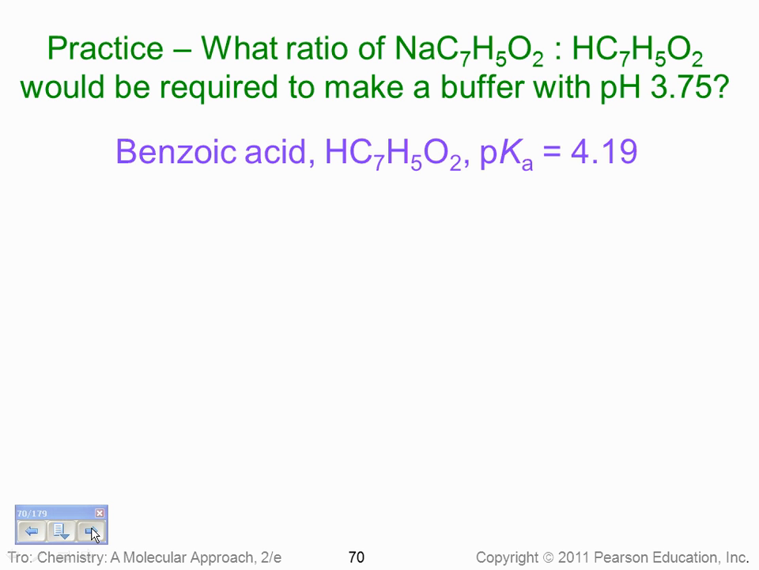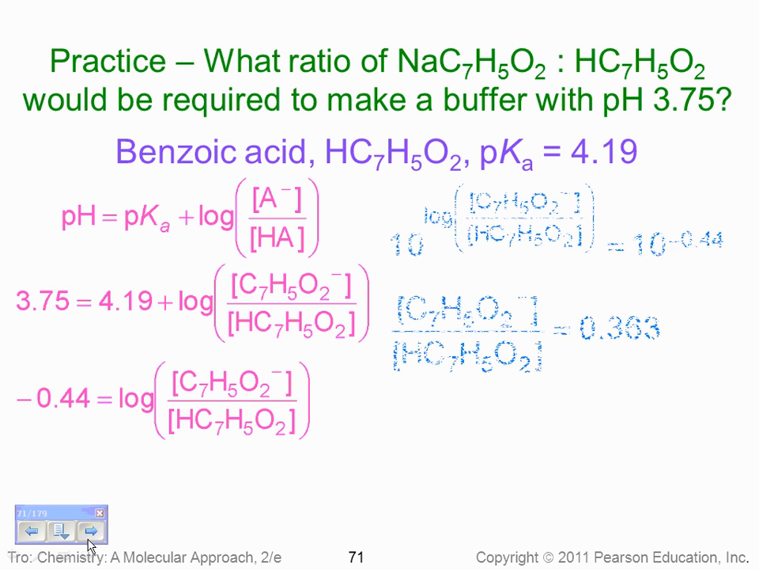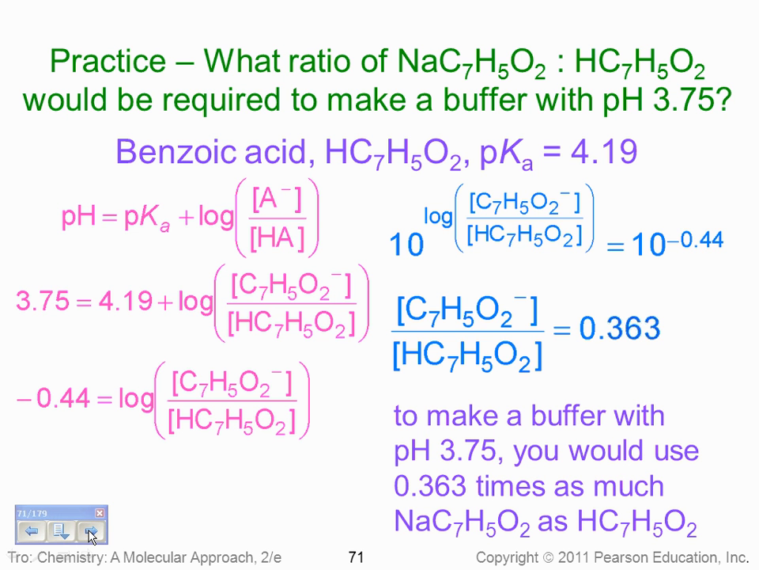So if I want a 3.75 buffer and I've chosen benzoic acid to make that buffer, whose pKa is 4.19, then what you should have found from this, using the same methodology, is that in this case we need a 0.36 to 1 ratio. So not a 3 to 1, but a 0.3 to 1. So this actually means I need more of the acid than I do of the conjugate base. So 0.3 times as much conjugate base as acid, which means more acid because that number is less than 1.